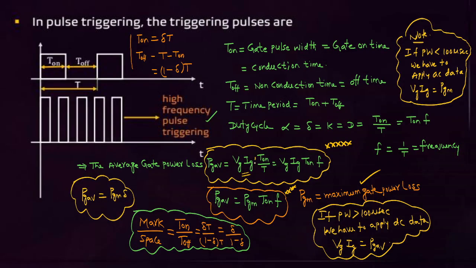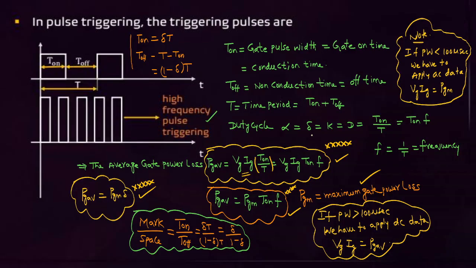We can also write it like this. What is Tn by T, friends? This Tn by T is the duty cycle. If you replace Tn by T with the duty cycle, and Vg into Ig is PGM, then this is PGM into delta. This is one more formula. This formula you have to remember. These are different ways of writing the formula for average gate power loss.